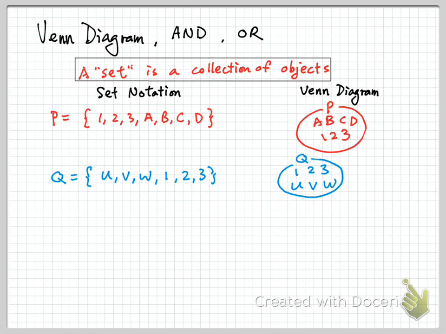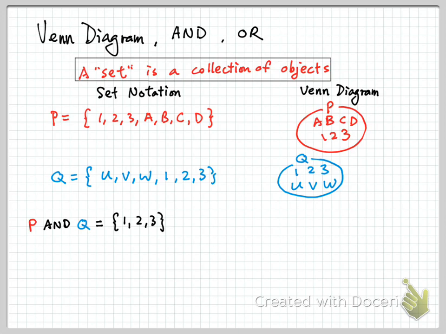And then we can combine 2 sets, P and Q, for example, with and, or. Now, once again, and is the overlapping between the two. So if we want to consider P and Q, we want to find the overlap part between P and Q. The overlap will be the numbers 1, 2, and 3, alright, so that would be P and Q.